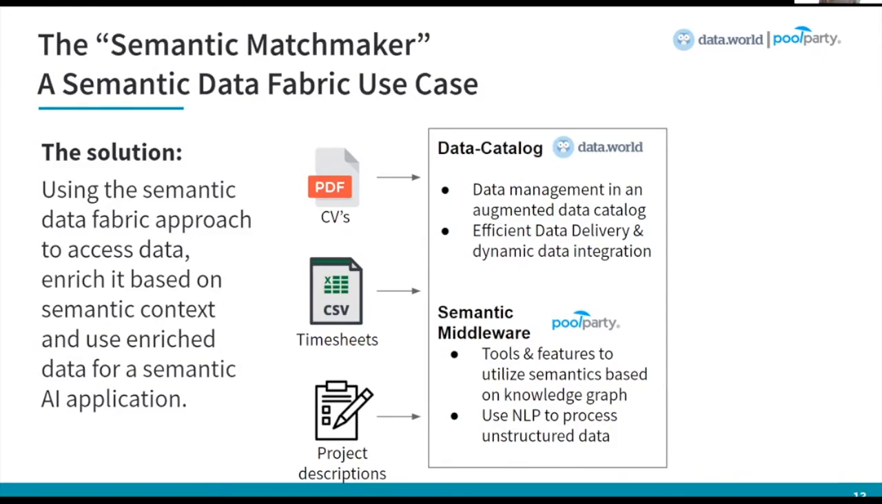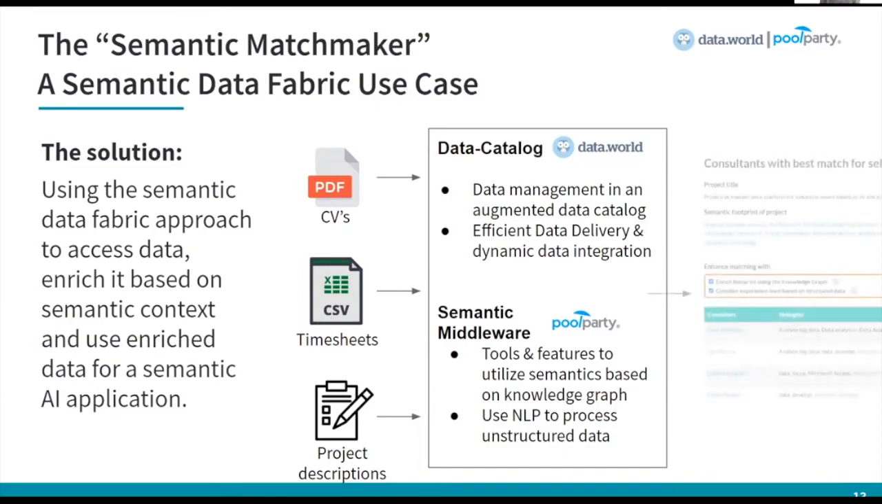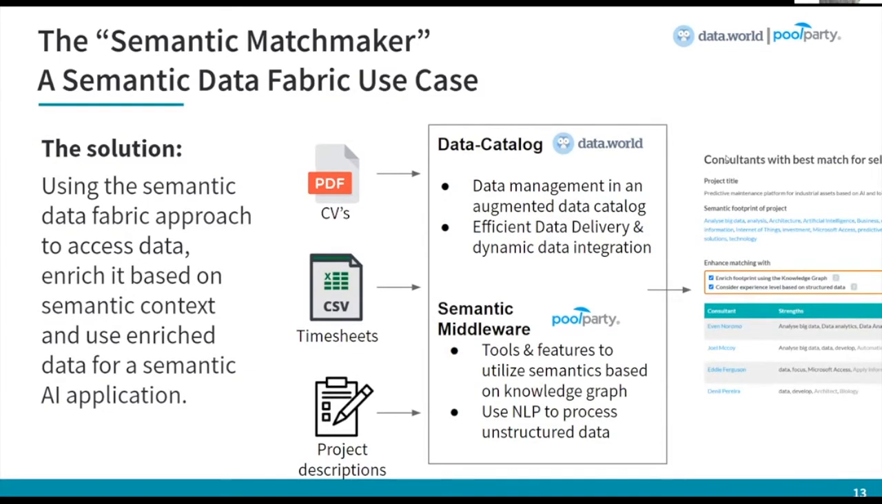We use tools and features to utilize the semantics based on a knowledge graph. There is a skills taxonomy built in PoolParty, which will form the basis of that knowledge graph. And we use natural language processing to process all the unstructured data that we have in this example. This all leads into a semantic data fabric powered application that allows us to do the matchmaking we need. So let me show you this very quickly.